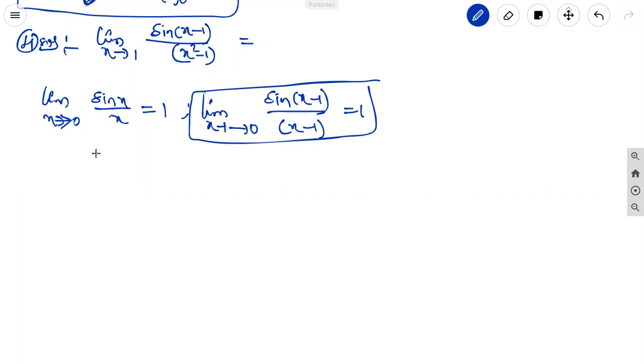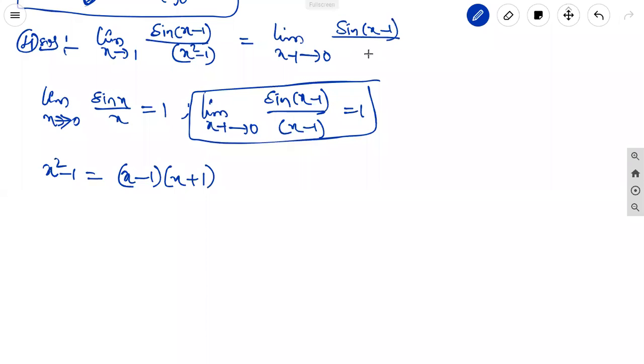Here, x square minus 1 is in the form of a square minus b square, and can be written as the factors of x minus 1 into x plus 1. So now you can change it into limit x minus 1 tends to 0, sine of x minus 1 by x minus 1 into x plus 1.